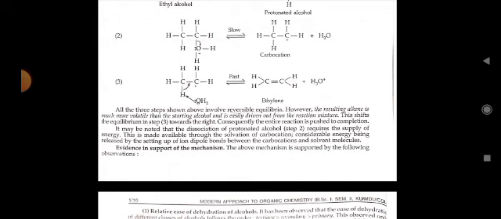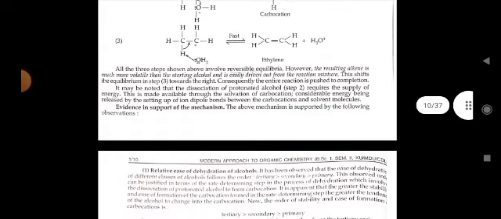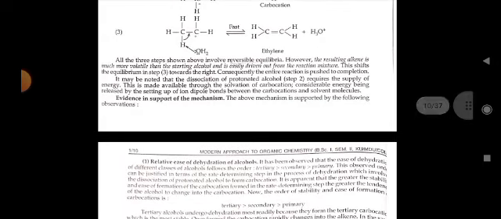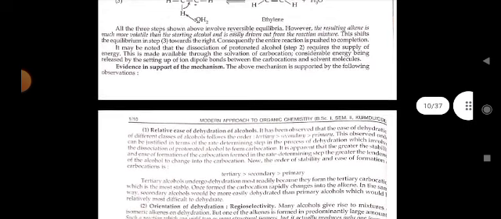This is made available through the solvation of carbocation, considerable energy being released by setting up ion-dipole bonds between the carbocation and solvent molecules. Evidence in support of the mechanism. The above mechanism is supported by the following observation: relative ease of dehydration of alcohol.